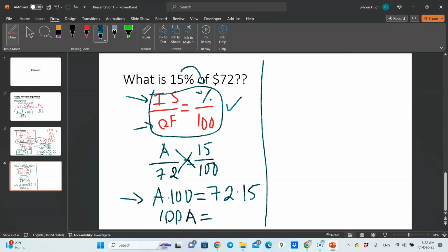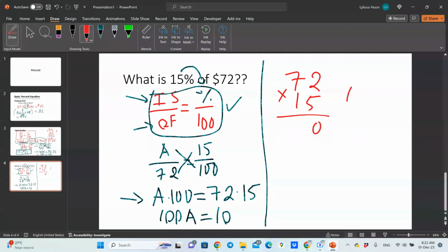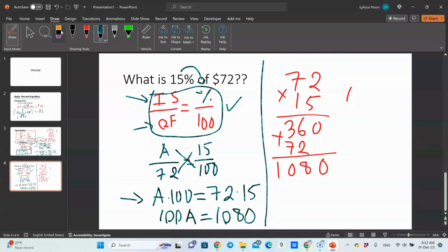72 times 15, which is 1180? Really? Okay, let's check. 72 times 15. So 5 times 2 is 10, 0 and 1. 5 times 7 is 35, plus 1 is 36. And then this is 2, this is 7, and we have 0, 8. 3 plus 7 is 10, 11. Oh, that's embarrassing. Okay, so 1080.